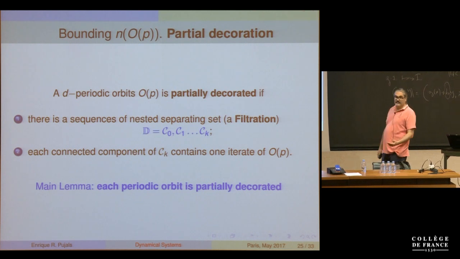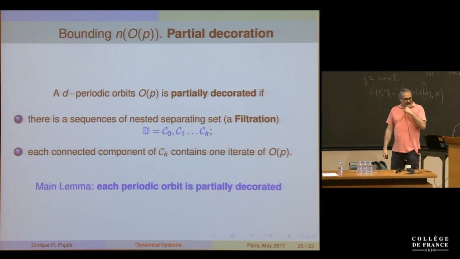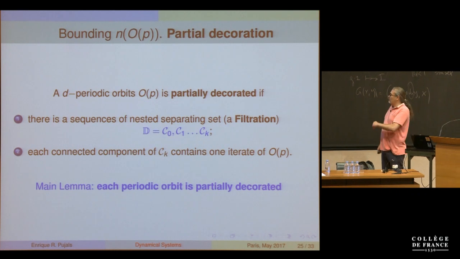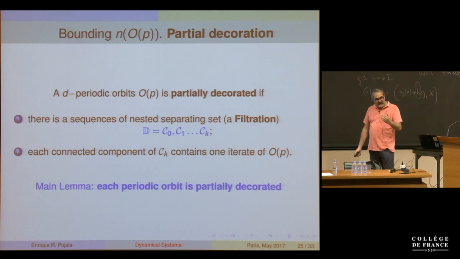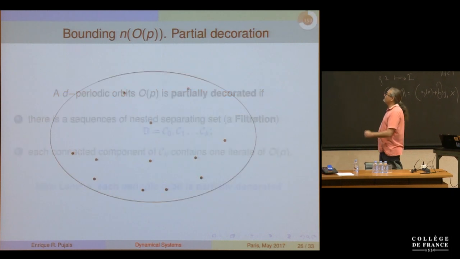And the main lemma is that each periodic orbit is partially decorated. If you believe this lemma, you can prove the result using this structure. Later, we will give an idea of why the lemma holds.